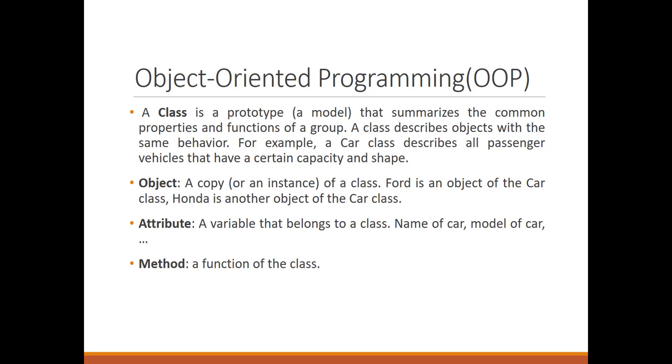Then we have attribute. An attribute is a variable that we have inside of the class, like the name, the model, and so on for the car class that we have. And then a method is basically a function that we have inside of the class. So we have class, object, attribute, and method. The attributes and methods are defined inside of the class. So each class has attributes and methods, and a copy of the class is called an object.